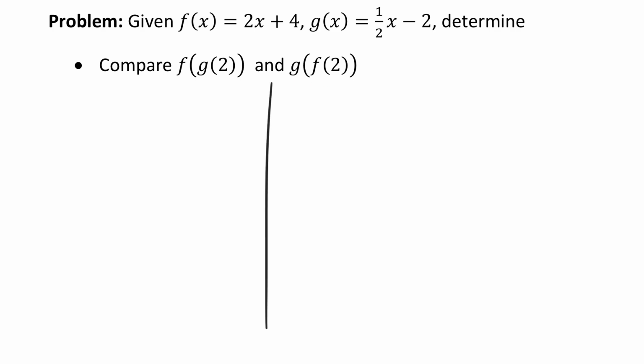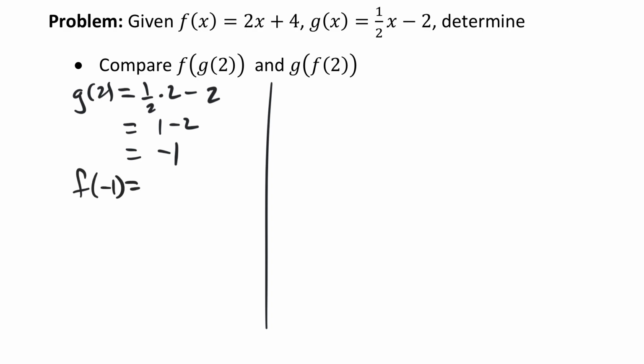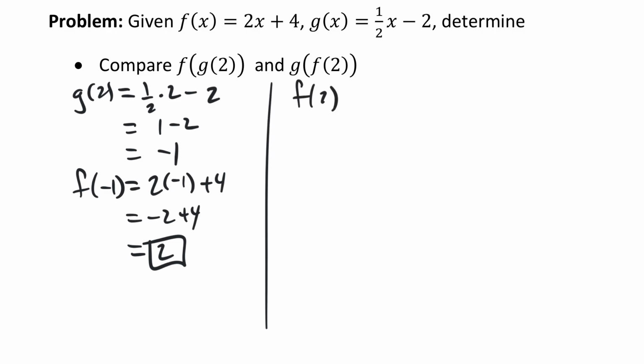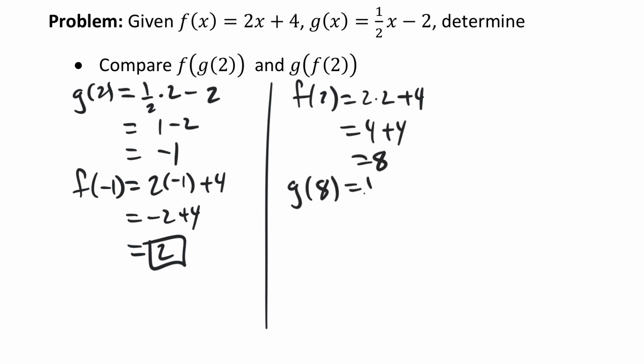All right, let's start off with f of g of 2. G of 2 is 1/2 times 2 minus 2. So that'll be 1 minus 2, negative 1. F of negative 1 will be 2 times negative 1 plus 4. Negative 2 plus 4, so that will give us 2. Okay. F of 2 is 2 times 2 plus 4. 4 plus 4, so 8. And then g of 8 is 1/2 times 8 minus 2. 4 minus 2, so 2.